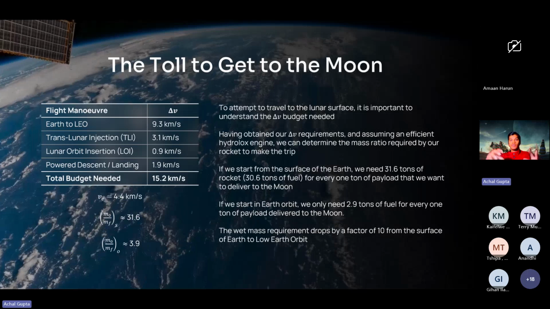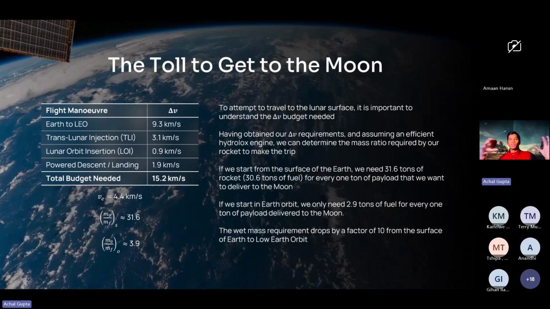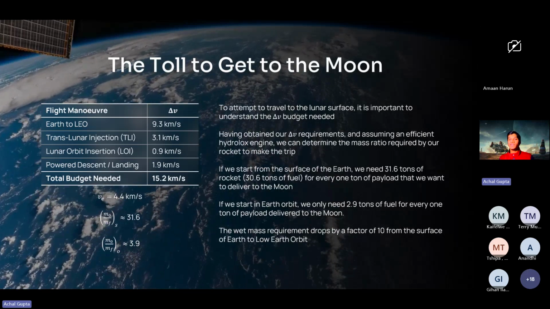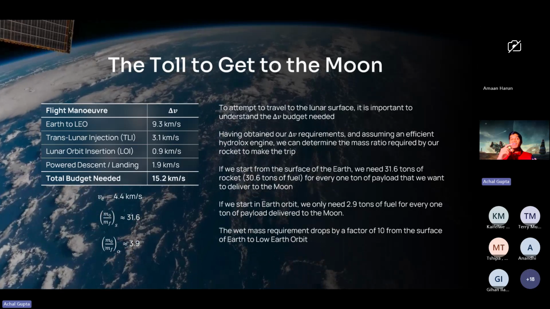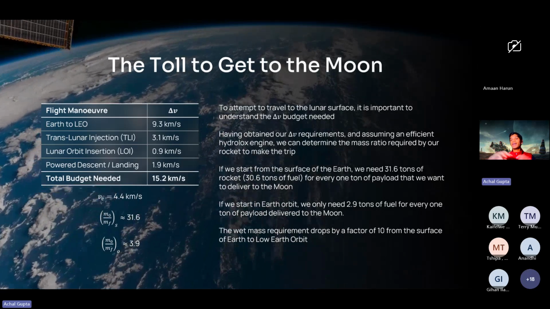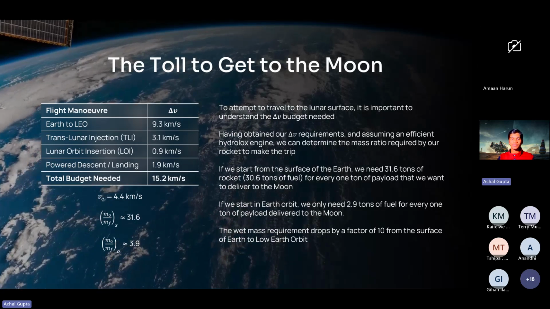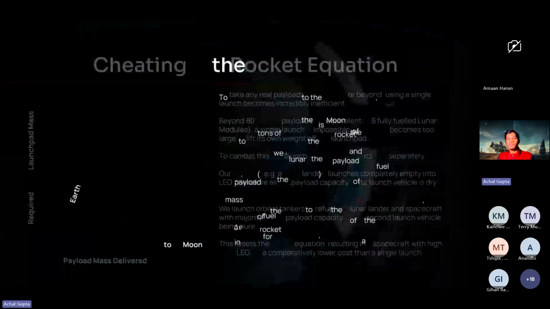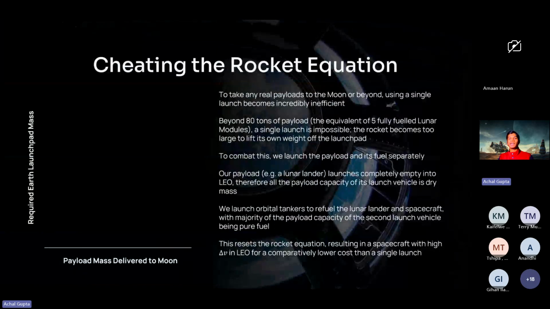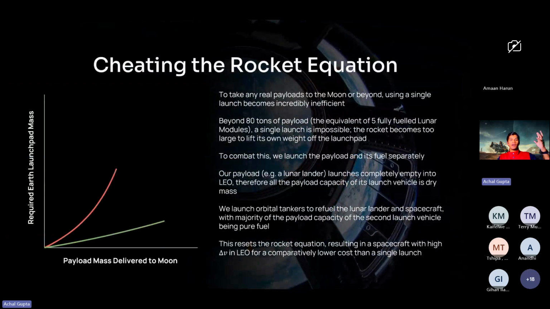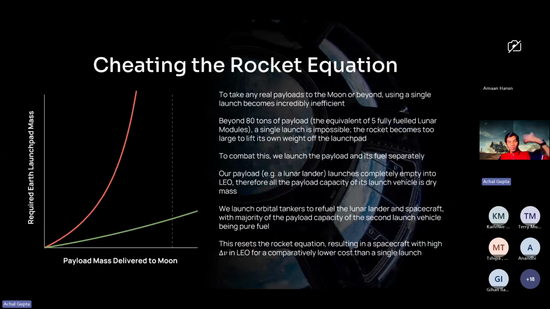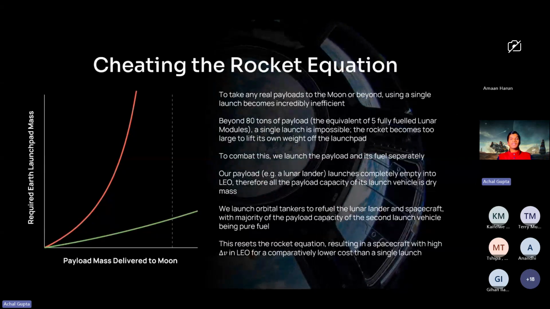This is because on the surface of the Earth, we're deep within Earth's gravitational well, and we have the atmosphere. But in space, around low Earth orbit, we already have a lot of velocity, and we're higher up in the gravity well of Earth. So we can exploit this to cheat the rocket equation, because like I mentioned, there comes a point where you can't send any more payload to low Earth orbit or beyond without requiring a second launch.